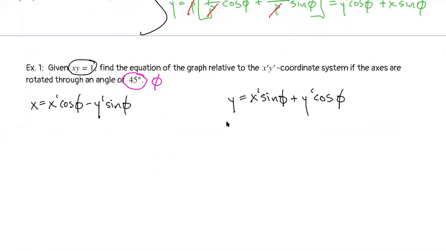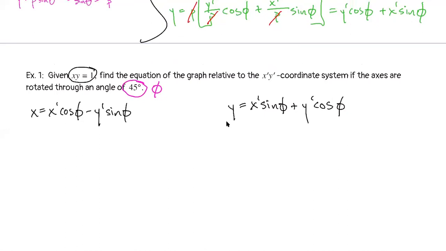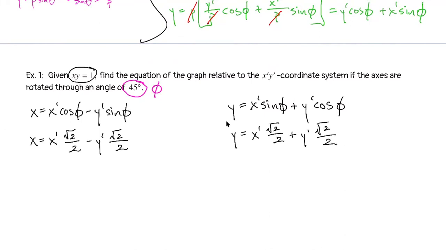Now we're going to take our angle, 45 degrees, and plug it in here. x equals x prime times cosine of 45, which is root 2 over 2, minus y prime times sine of 45 degrees, which is root 2 over 2. We're going to do the same thing for y. y equals x prime root 2 over 2 plus y prime root 2 over 2.